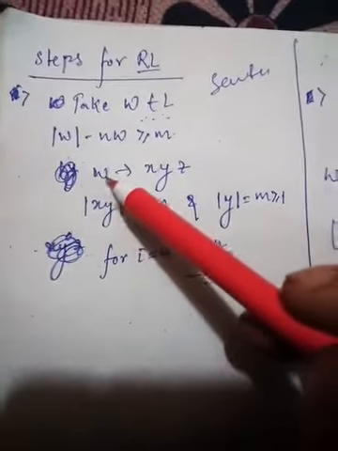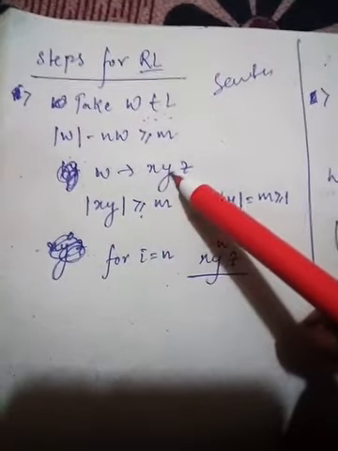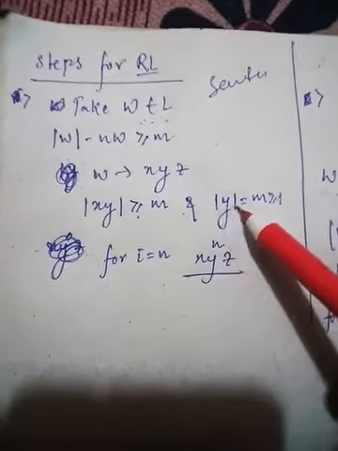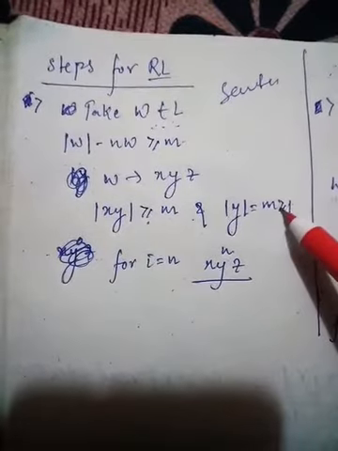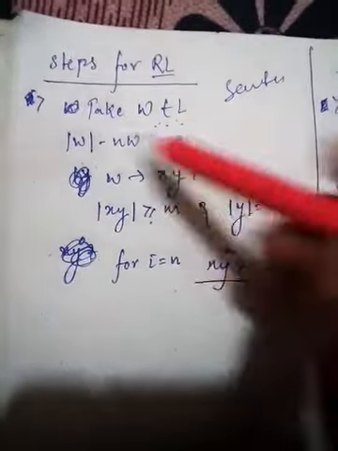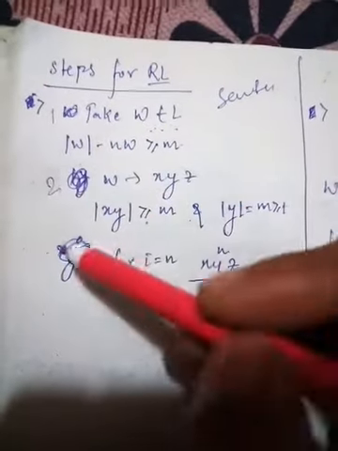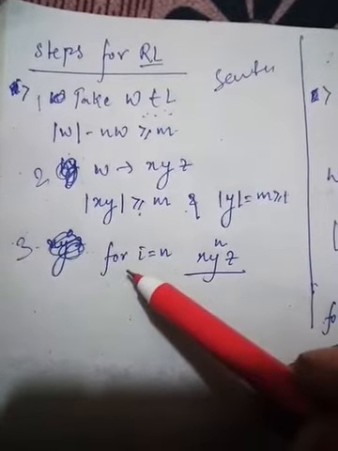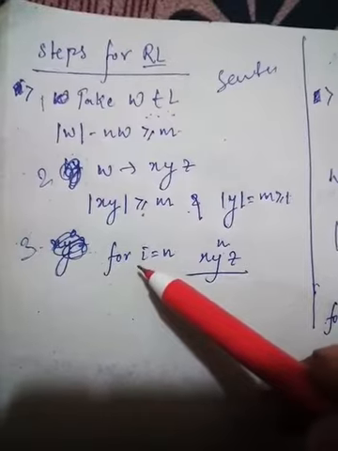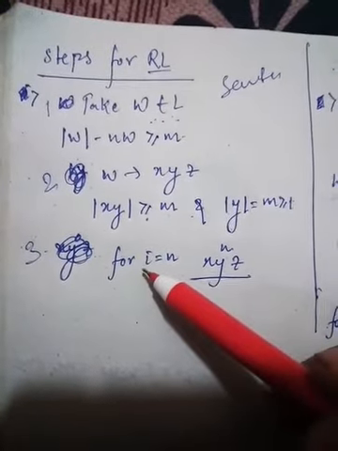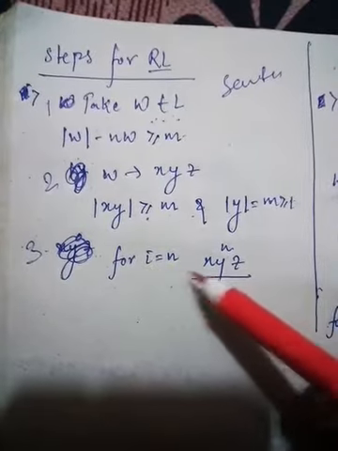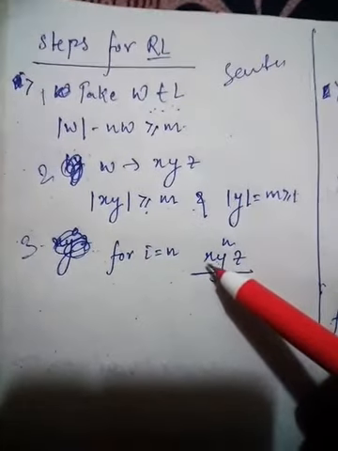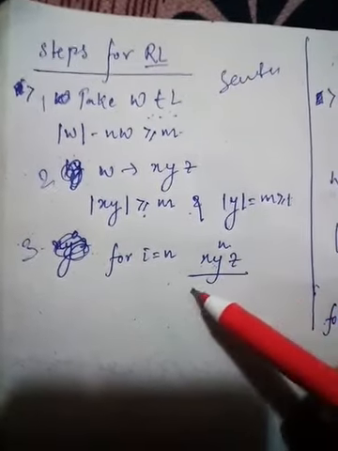After that, W will be divided into three parts, x, y and z, and then we take mod of xy is less than or equal to m, and mod of y is greater than or equal to 1. Then we do the third step, where we take the values of i, and remember, whatever value we take for i, it applies to y, such as x y to the power i z. So let's see one example.